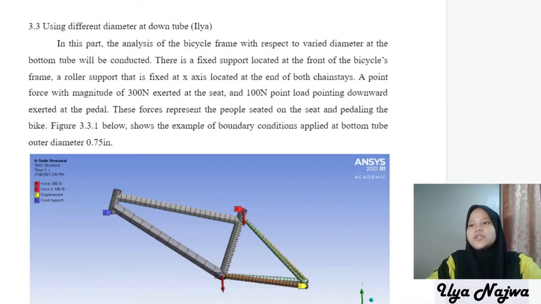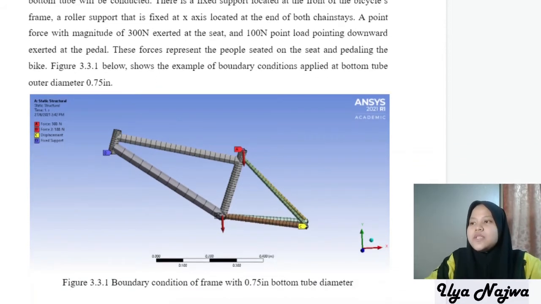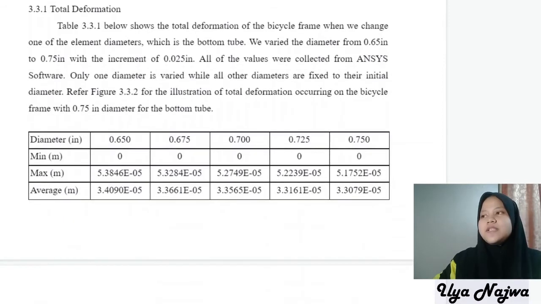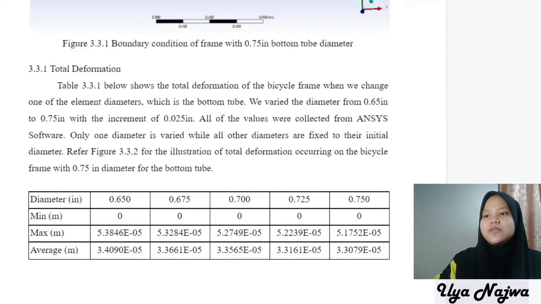Then we decided to analyze what happens if we vary the diameter of the bottom tube. These are the boundary conditions that we applied, the same as before. There is 1 fixed support at the front and 2 roller supports at the back. For the first analysis, we look at the total deformation. As you can see, when we increase the diameter, the deformation decreases.